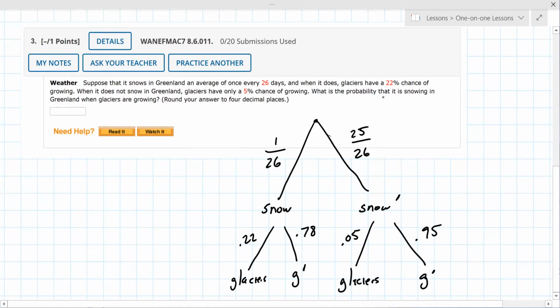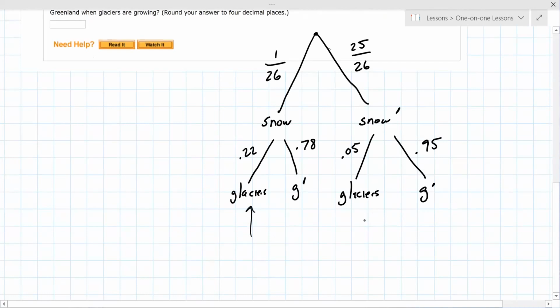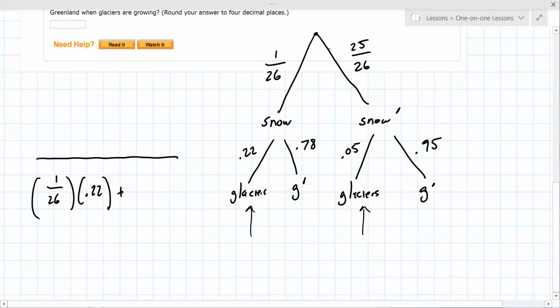Now we figure out what it's asking. What is the probability that it is snowing in Greenland when glaciers are growing? So we care about these two positions, but specifically we only care about this one on the left where you got snow, but they're both possible. So the bottom is where they're both possible. That's the 1 over 26 times the 0.22 plus 25 over 26 times the 0.05.